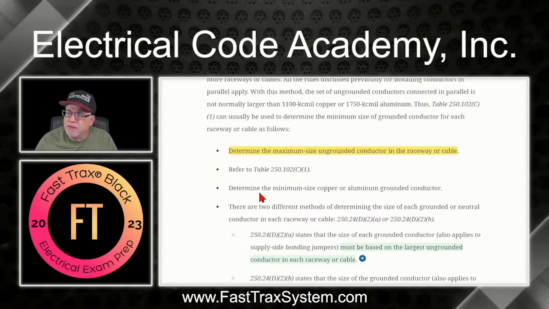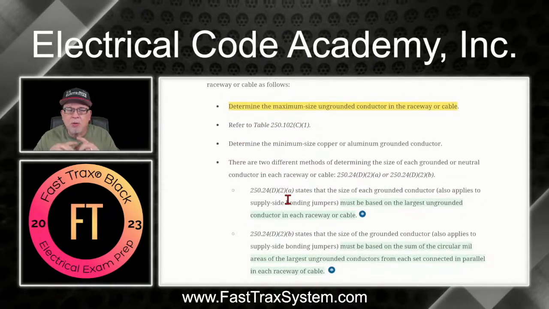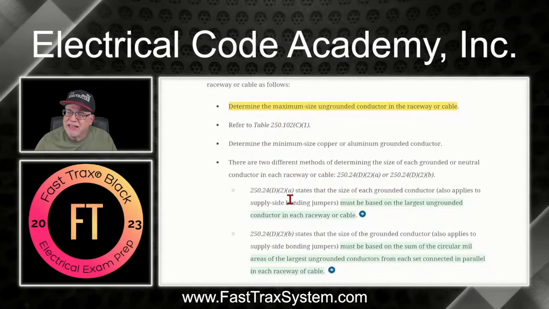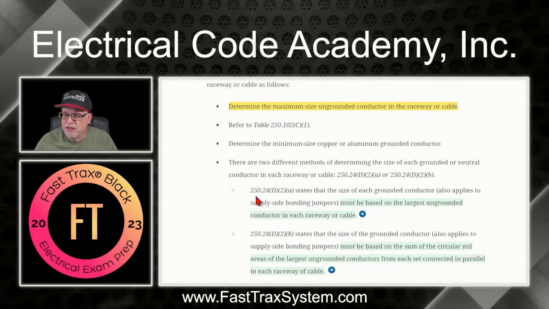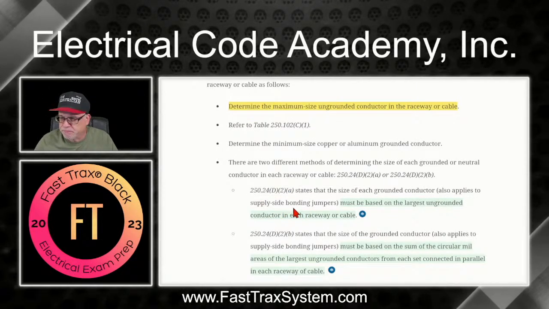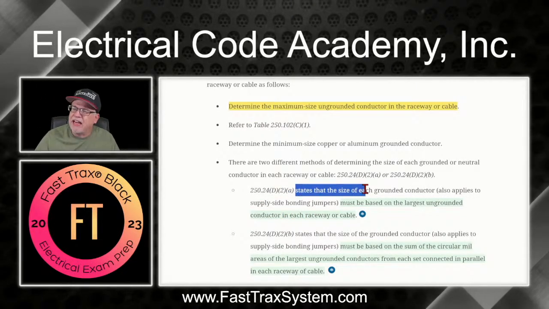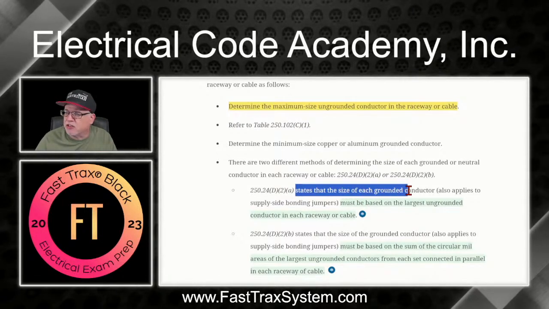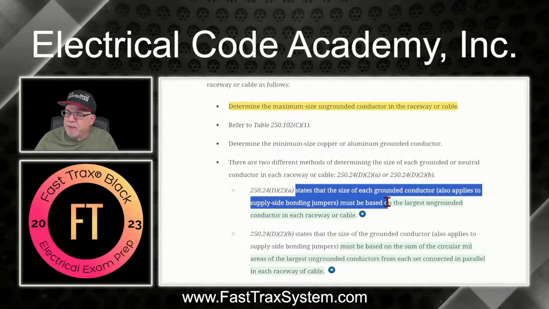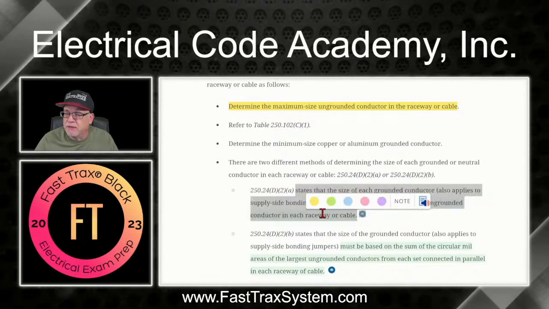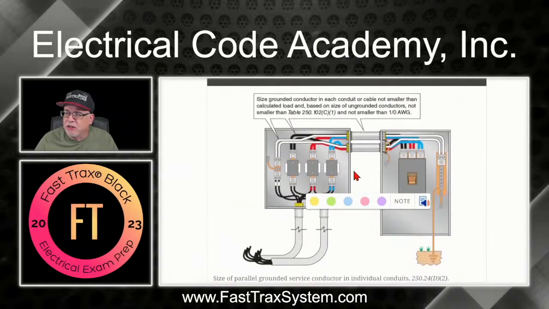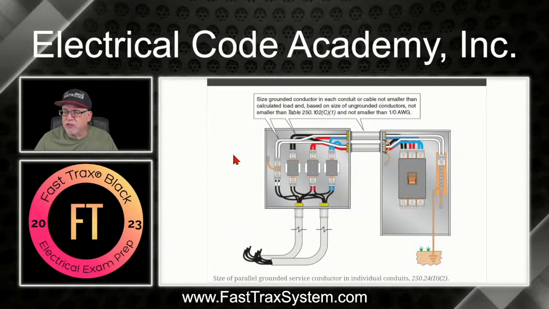So how do we get there first? Well, we get there by 250.24(D)(2)(A) and (D)(2)(B). Here's what A says. It states that the size of each grounded conductor must be based on the largest ungrounded conductor in each raceway. All right, so let's go back here. In this one, it's pretty straightforward. It's cut and dry, right?